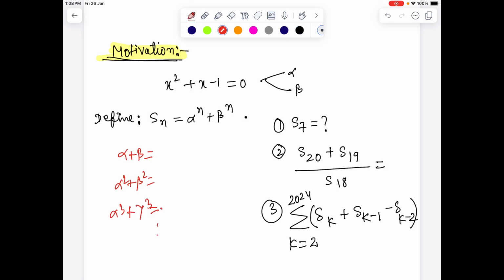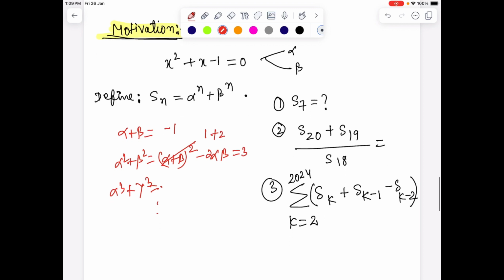One way is to directly compute the value. Sum of roots is minus b by a. Sum of squares of roots is (alpha plus beta) whole square minus 2 alpha beta. So this quantity is 1. Alpha beta is c by a, which is minus 1. So that gives you 3. Similarly, we can find alpha cube plus beta cube with (alpha plus beta) whole cube and so on.